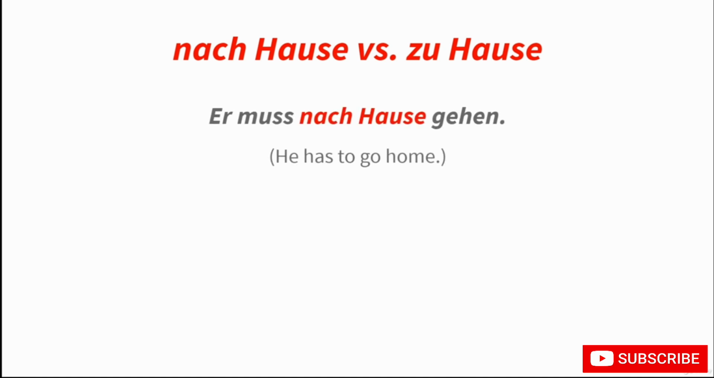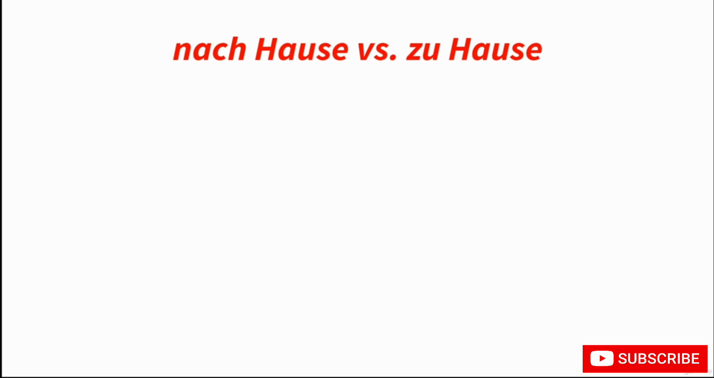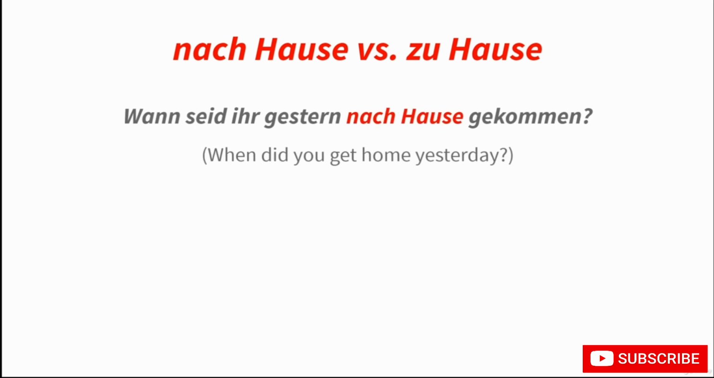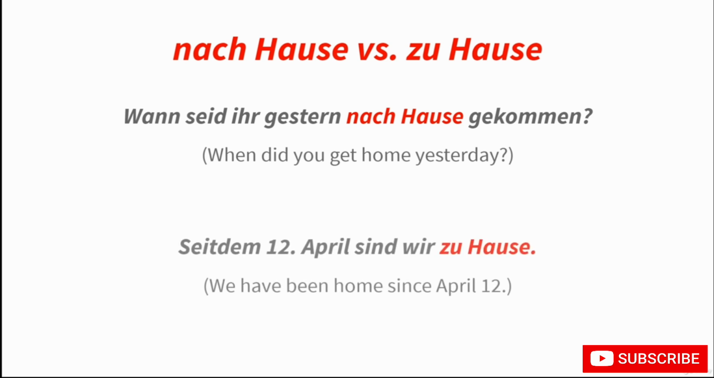Muss nach Hause gehen. He has to go home. Ist zu Hause. He is at home. Nach Hause, home. Zu Hause, at home. Another example. Wann seid ihr gestern nach Hause gekommen? When did you get home yesterday? Seit dem 12. April sind wir zu Hause. We have been home since April 12th.